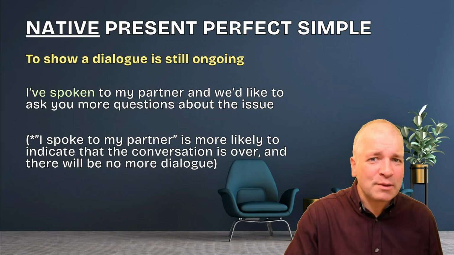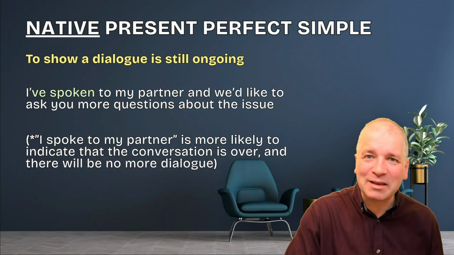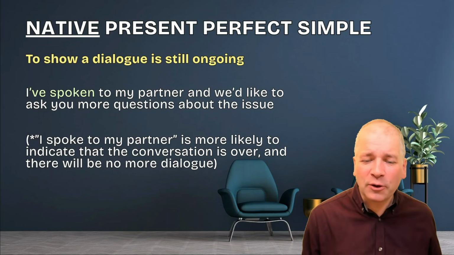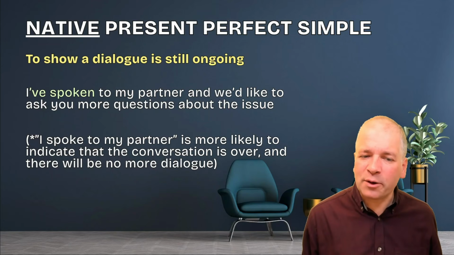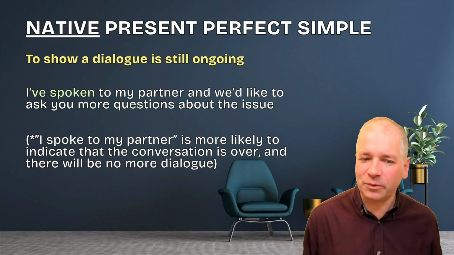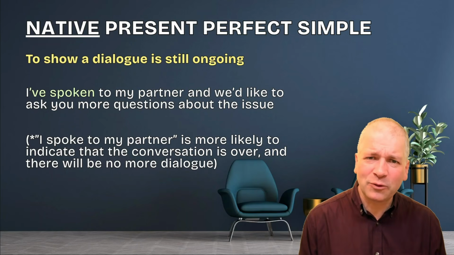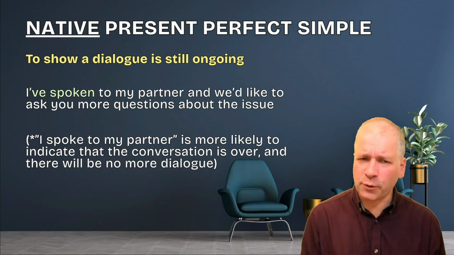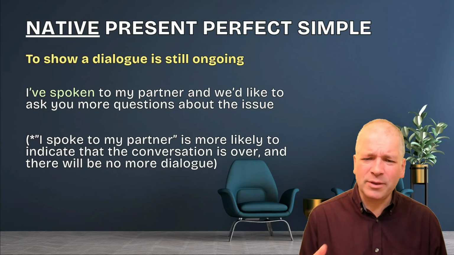The present perfect is often used to show a dialogue is still ongoing. Look at this example. I've spoken to my partner and would like to ask you more questions about the issue. Now, what's the difference between I've spoken to my partner and I spoke to my partner? Both are in the past. Well, remember the difference between the present perfect and the past simple.